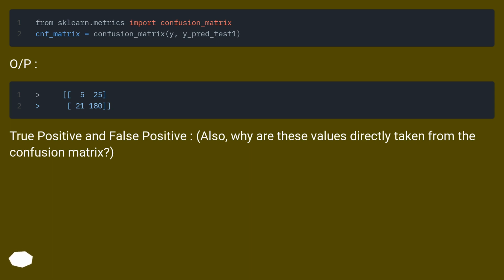True positive and false positive. Also, why are these values directly taken from the confusion matrix?